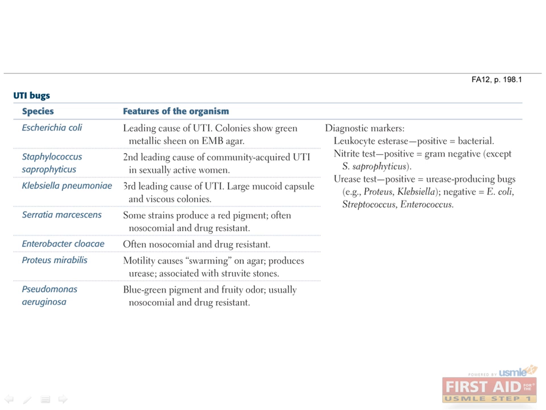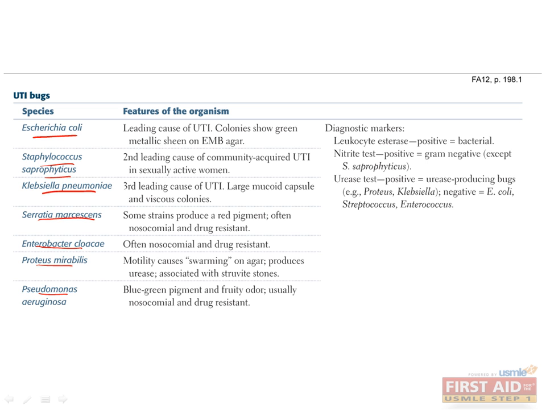As promised, here are the bugs most likely to cause UTIs. E. coli is the leading cause of UTIs, followed by Staphylococcus saprophyticus, which is most often seen in sexually active women. In third place are Klebsiella pneumoniae, Serratia marcescens, Enterobacter, Proteus, and Pseudomonas.